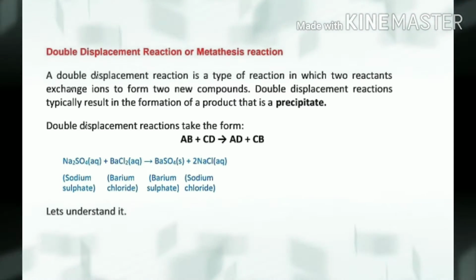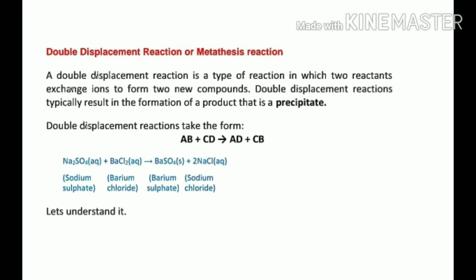So now we will discuss the fourth type of reaction. This is called a double displacement reaction or a metathesis reaction. So what is a double displacement reaction? Before going to the experiment, we should know what a double displacement reaction is. A double displacement reaction is a type of reaction in which two reactants exchange ions to form two new compounds. So a double displacement reaction typically results in the formation of a product that is called a precipitate.